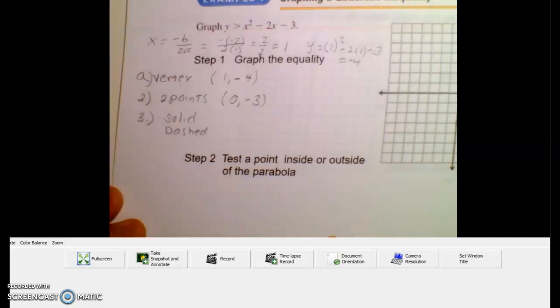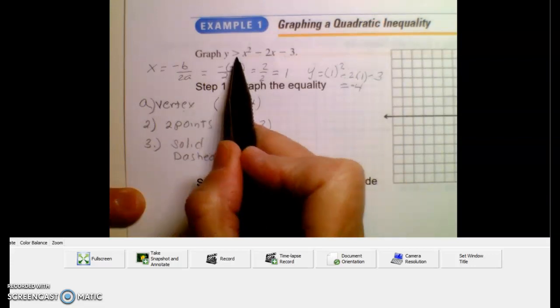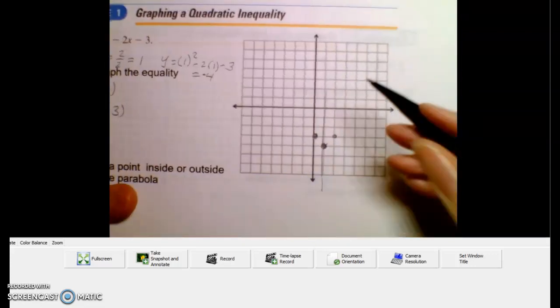But before I do that, I need to come over and answer the question, is it a solid or dashed line? So I come up here and look, and it is a greater than. If it's a greater than, not greater than or equal to, then it's a dashed line. So I'm going to draw this as a dashed line.